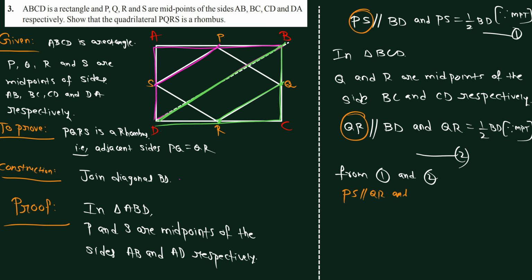And now both are equal to half of the BD. PS is also equal to half of the BD, QR is also equal to half of the BD. Can I write now PS equal to QR? Here we can write: things which are equal to the same thing are equal to each other, or the lines which are parallel to the same line are parallel to each other. So therefore we can say that PQRS is a parallelogram.